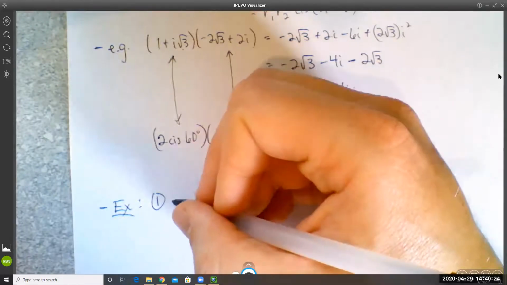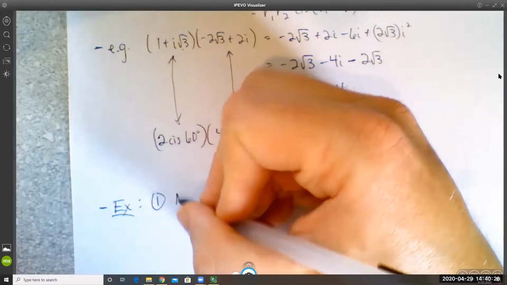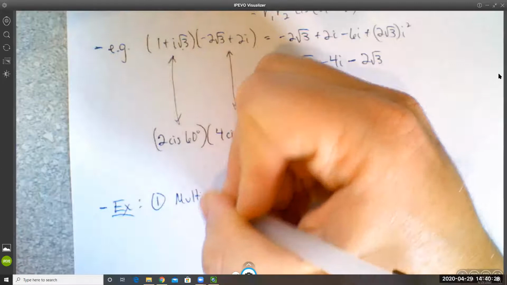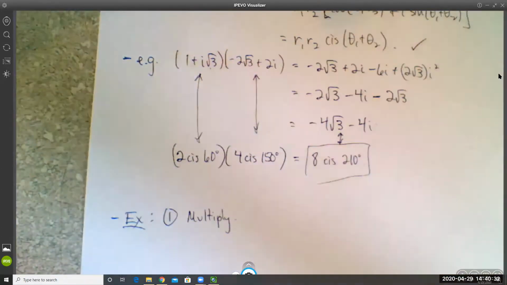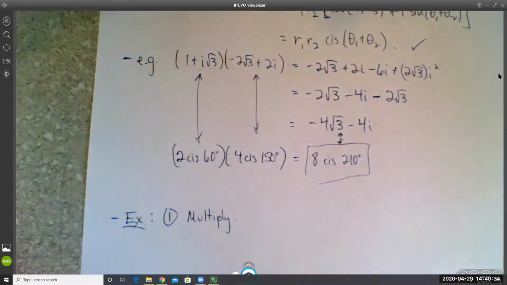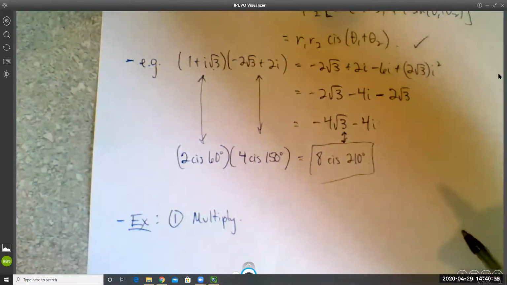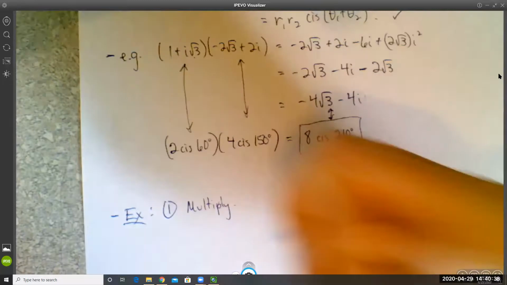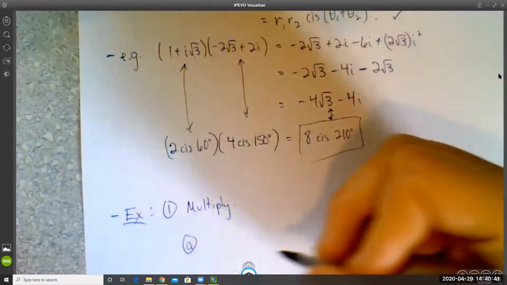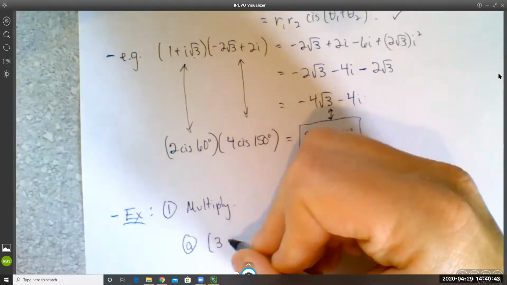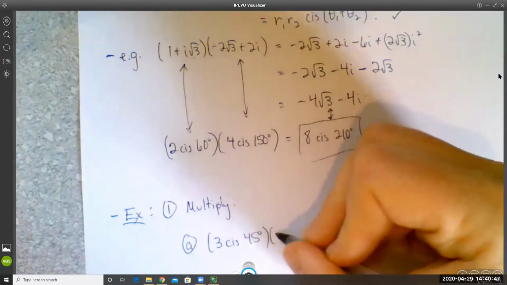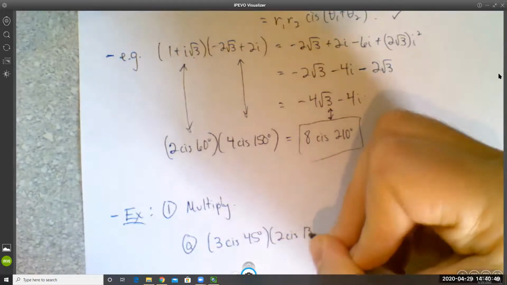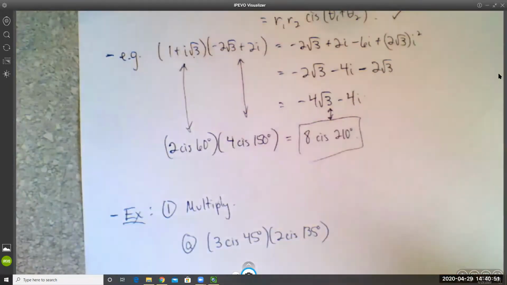So let's multiply, and let's write our answers in rectangular form. Here I left my answer in polar form, but let's practice rewriting that in rectangular form. So we'll multiply, and then we'll write the answer in rectangular form. I'll let you work on this first one. See if you can do 3 cis 45 times 2 cis 135.